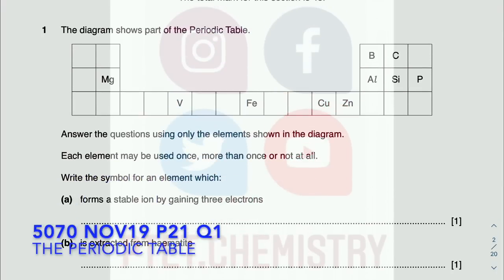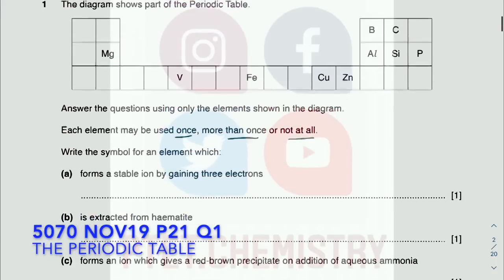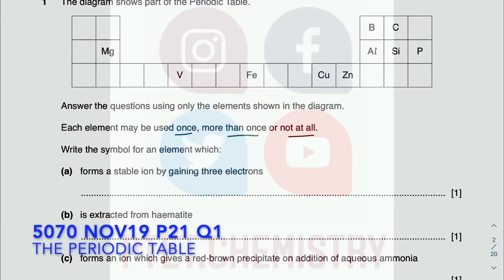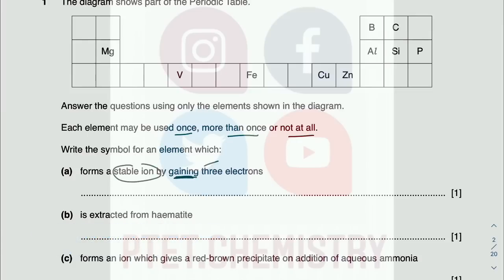Question 1. They say you can use once, more than once, or not at all. So write the symbol for an element. You form a stable ion gaining electrons, so we're looking at a non-metal essentially. The metal region usually likes to lose electrons, whereas it's more favorable for the non-metal to gain electrons. So you want to gain 3, that is to get up to 8 outer shell electrons.